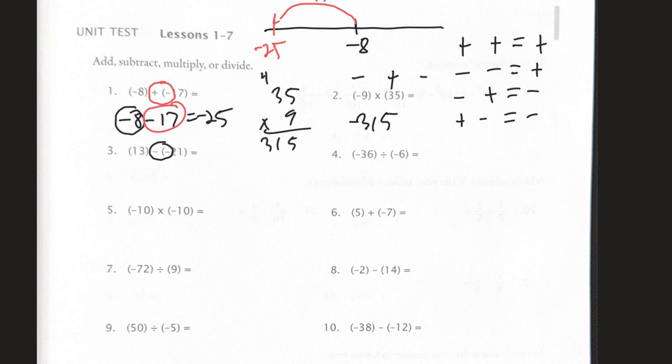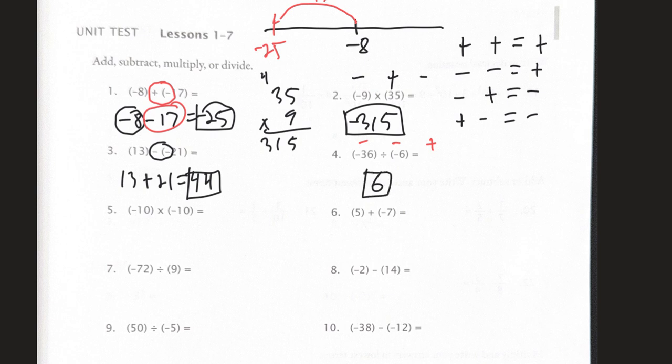Double sign again, so that's going to be 13 plus 21, which would be 34. A negative divided by a negative is going to get us a positive. So then negative 36 divided by 6 is just positive 6. A negative times a negative gets us a positive. So then we just do 10 times 10, which is 100.